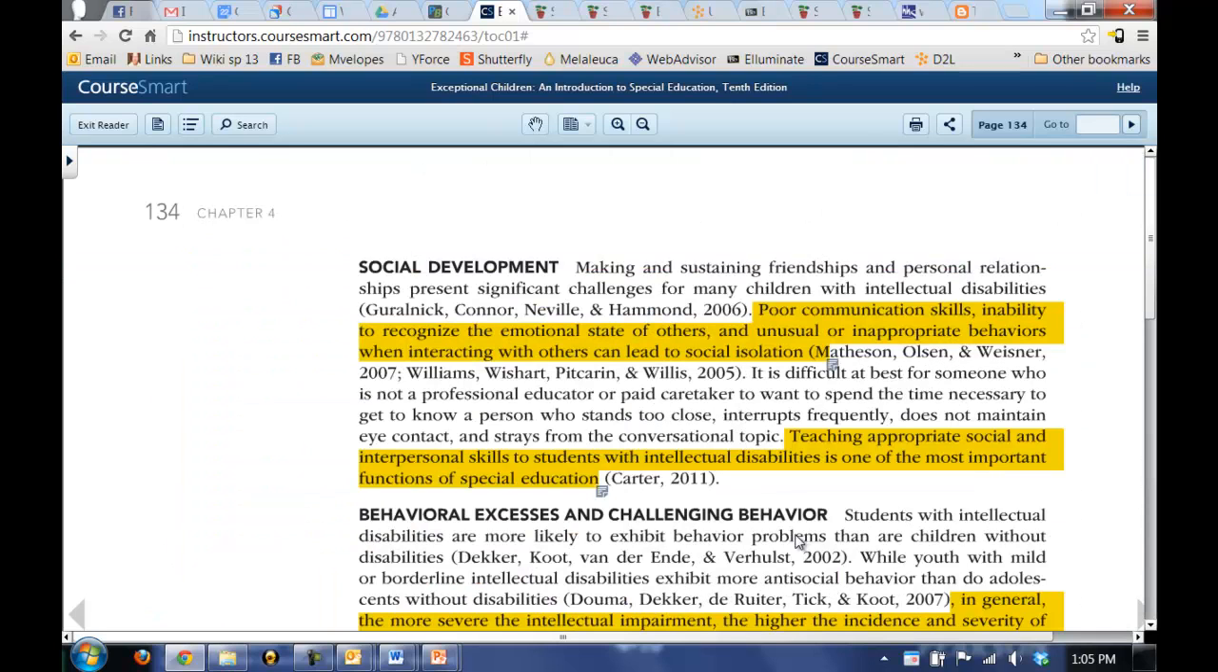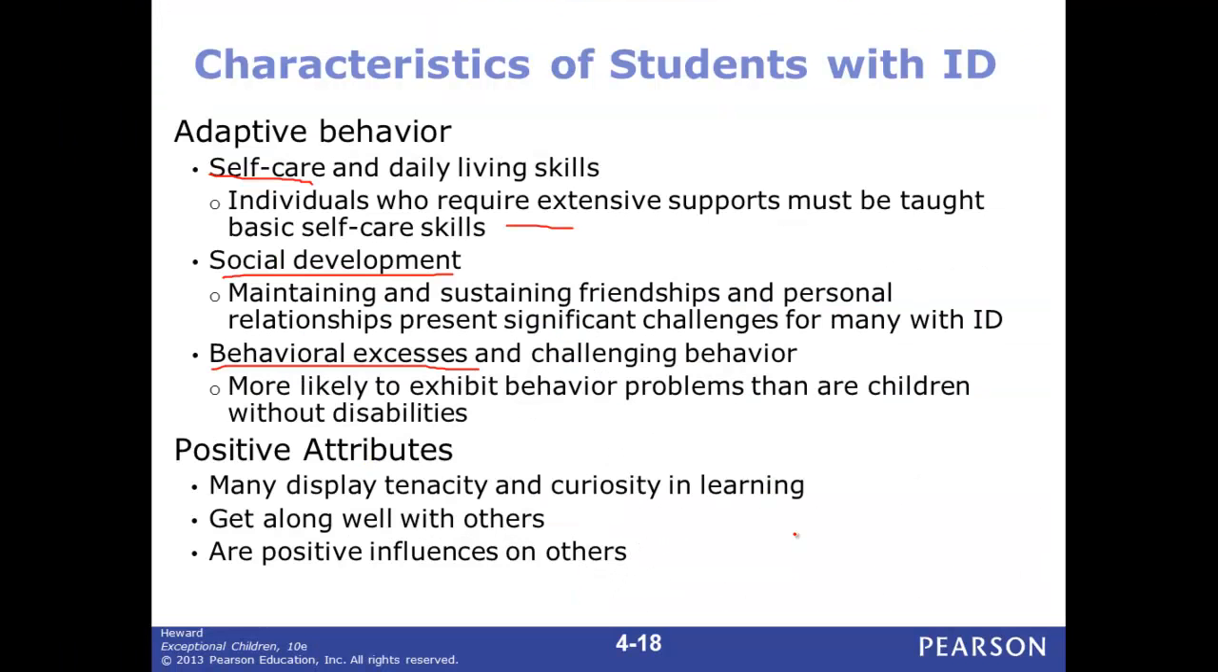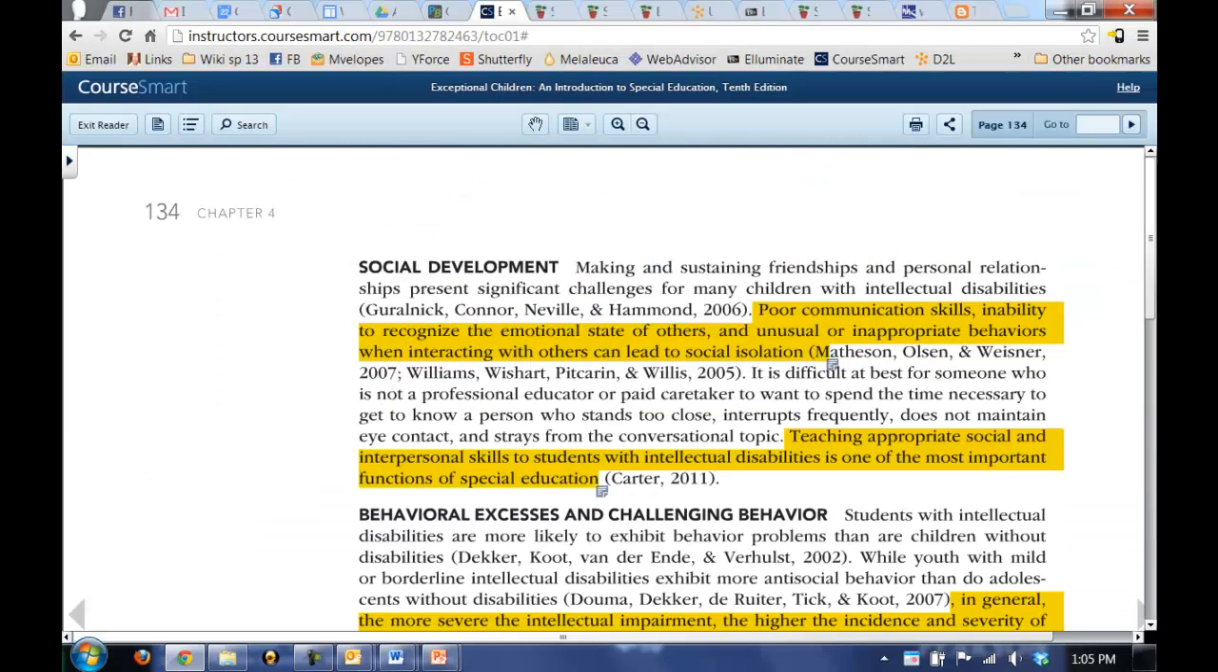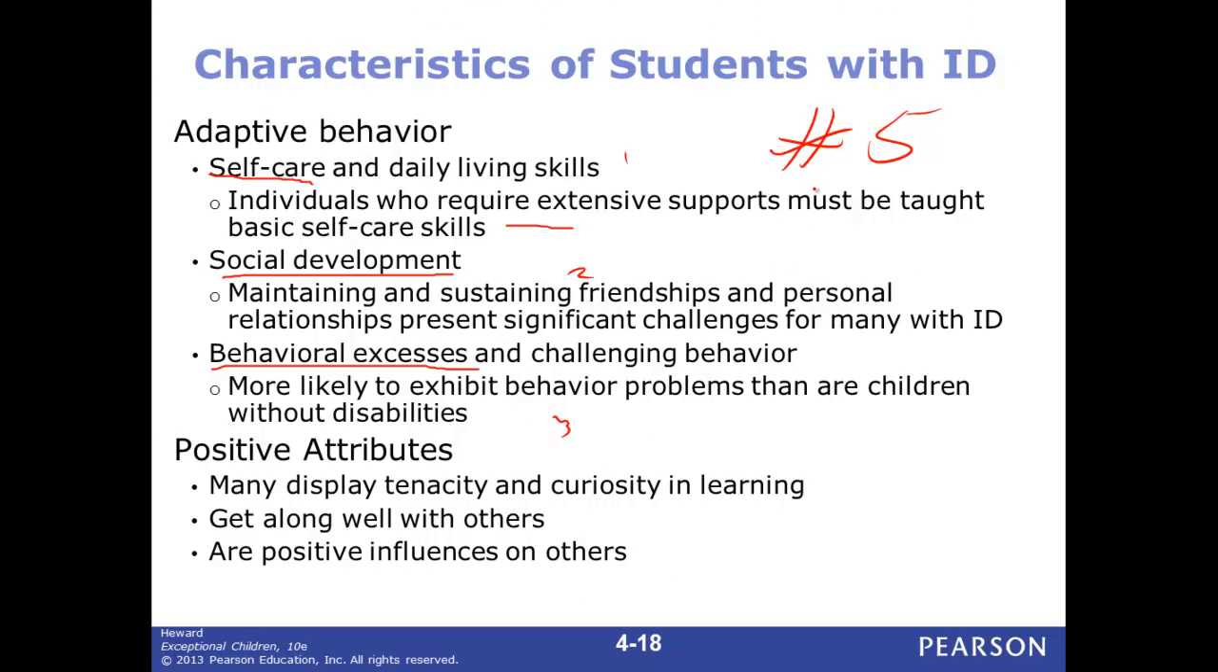And then social development. And this would be number 5. This 1, 2, 3 things here. Behavioral excesses. And it talks about it here too. Poor communication skills, inability to recognize an emotional state of others, unusual or inappropriate behaviors when interacting with others. That's the kind of stuff I want you to bring in here on this.